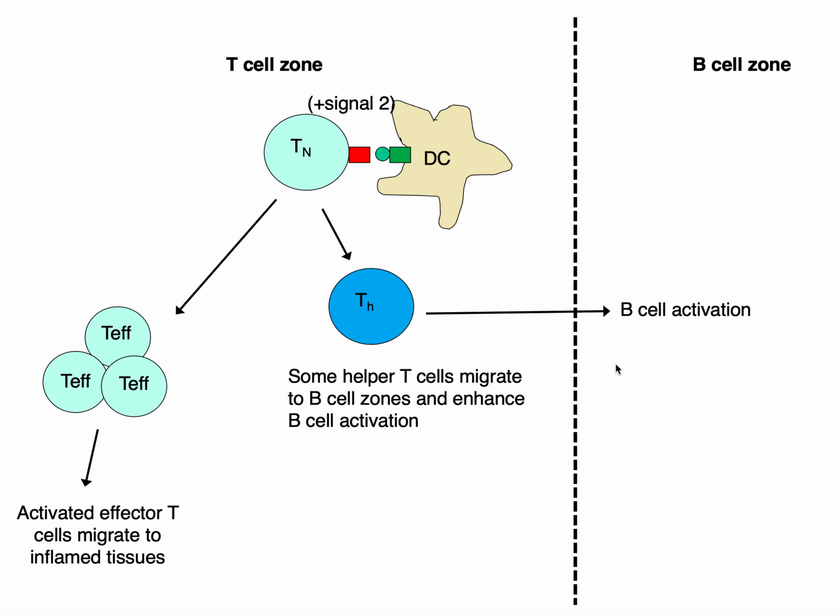So in the final mini lecture, we'll discuss how B cells get activated and induce antibody responses, and we'll discuss the effector functions of those antibodies as well as the effector T cells that are produced.